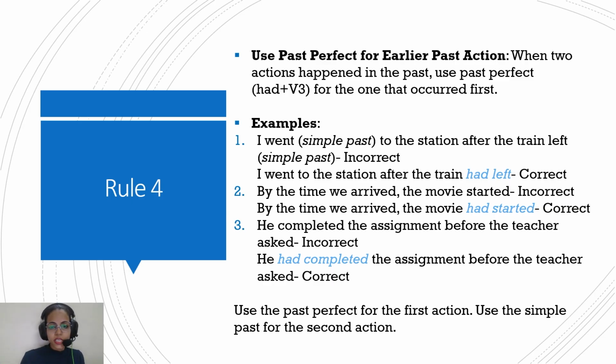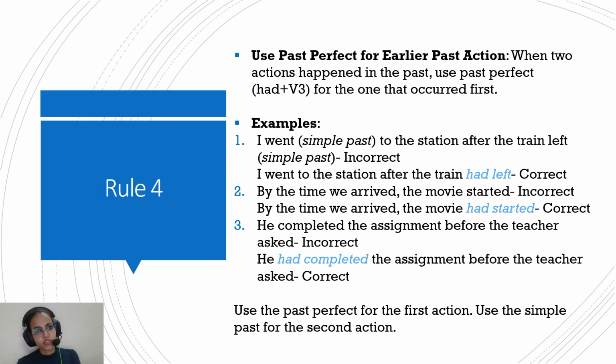Let's look at some examples and understand it better. I went to the station after the train left. Now there are two actions here: me going to the station and the train leaving. When I read this sentence, it is still not completely making sense which action happened first. In this case, the action which happened first will always be written in had plus third form of verb. So I went to the station after the train had left.